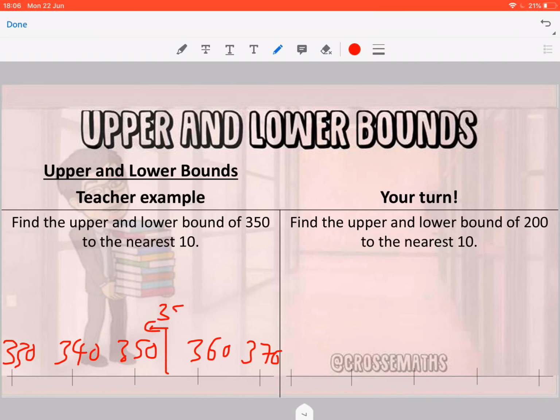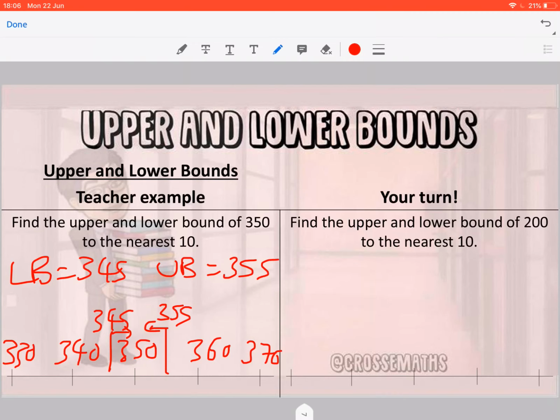So 355 and 345. I'll do my lower bound first. My lower bound is 345. My upper bound is 355. So it could be anywhere between those two numbers if it was rounded. Pause the video, guys, have a go at the one on the right.